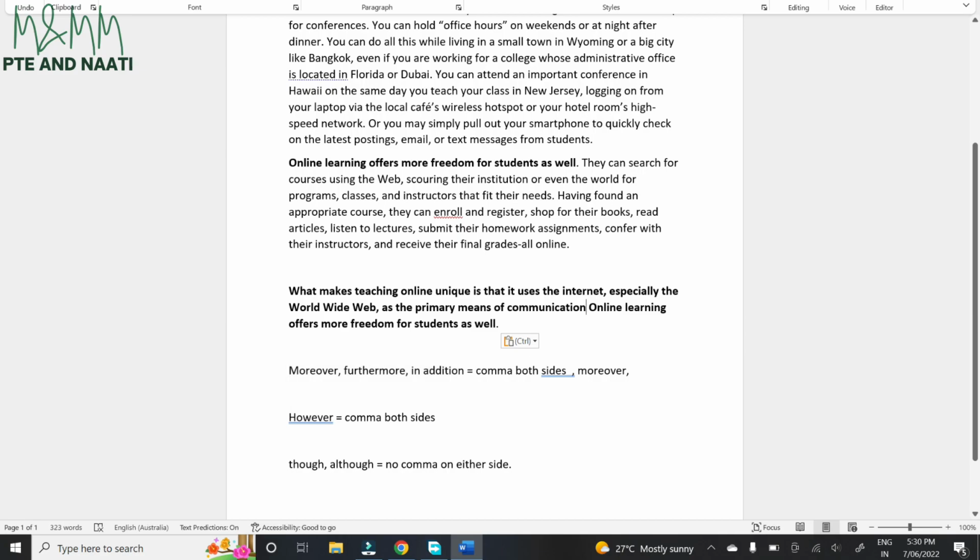The moment I finish my one sentence, I'll put a comma there. Then I'll put a space. I'll put my connector, which is moreover. And if you remember the grammar rule, I need to put another comma, and then there's a space. Now the O, I should make it small because it's part of the same sentence.